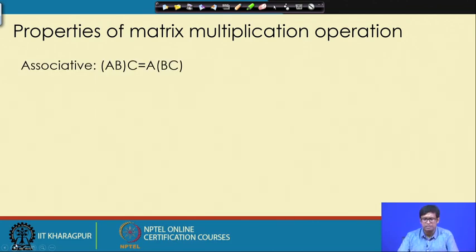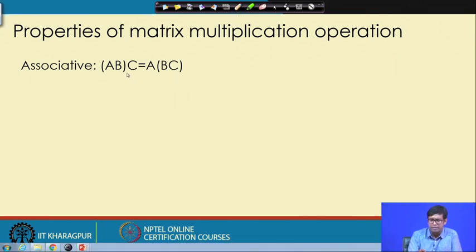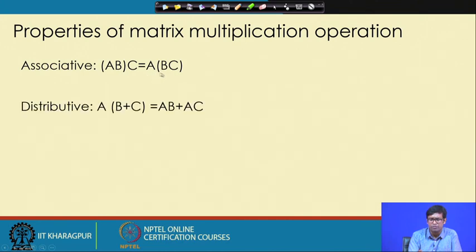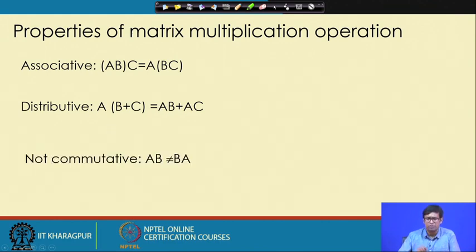One property is that it is associative, that is, if we multiply A and B and then take the product of this with C, the multiplication of two matrices being another matrix, it is equal to the multiplication of A with the matrix which is the product of B and C. Similarly, it is distributive: we multiply A with the sum of B and C, using the properties by which matrices can be added, which is equal to A B plus A C. Similarly, it is not commutative, that is, if I multiply A with B, it is not the same as the multiplication of B with A, and there can be very simple examples.